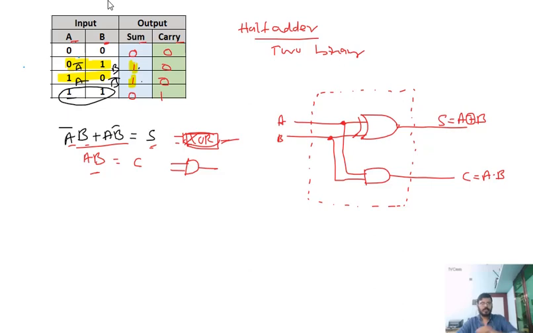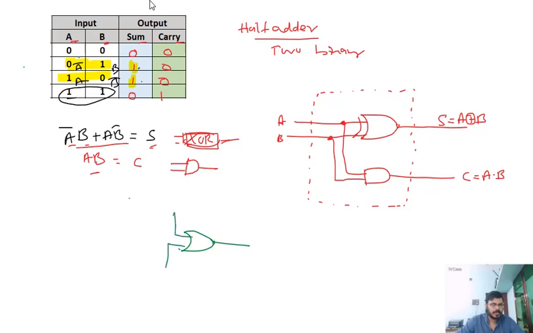Now you can make an XOR gate like this. In order to make an XOR gate, you need an OR gate. Suppose you have an OR gate. Now to the inputs of this OR gate, we connect two AND gates.